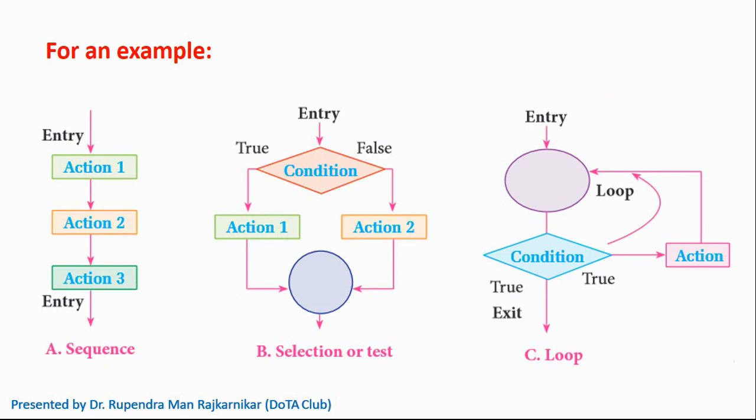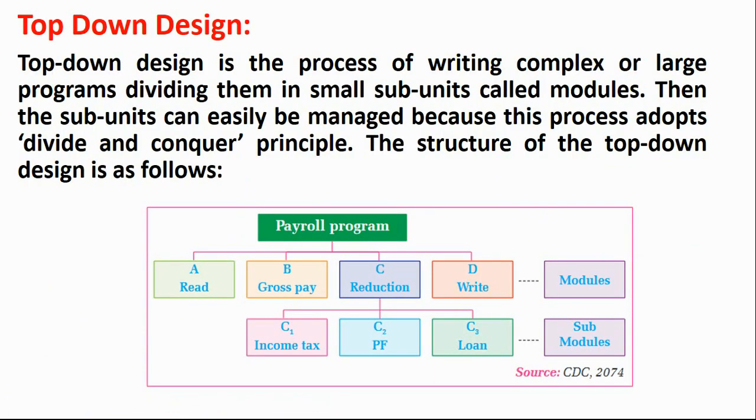For example: A. Sequence. B. Selection. C. Loop. Top-down design. Top-down design is the process of writing complex or large programs by dividing them into small subunits called modules. Then the subunits can easily be managed because this process adopts the divide and conquer principle. The structure of the top-down design is as follows.